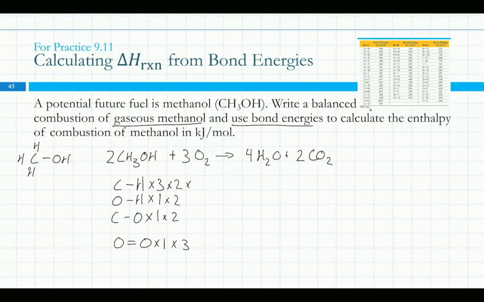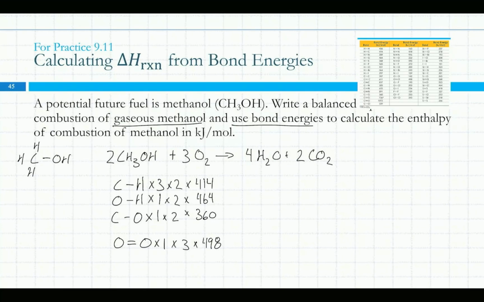carbon-hydrogen bond is 414. Oxygen-hydrogen bond is 464. Carbon-oxygen bond is 360. And then the oxygen double bond is 498.